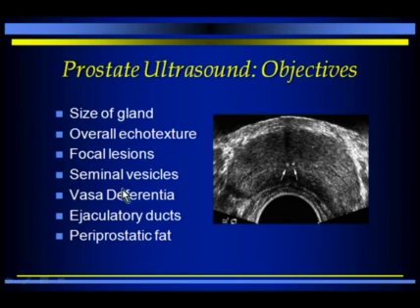We're going to look for the seminal vesicles to make sure they're both present, that they're symmetric, that they're not obstructed. We're going to look at the vasa deferentia to make sure they're present. And the evaluation of the seminal vesicles and vasa deferentia and the ejaculatory ducts is particularly important when we're dealing with an infertility workup. And finally, we're going to look at the periprostatic fat down here, because that fat plane is often invaded when there's a prostate cancer that's aggressive and comes outside the prostate.